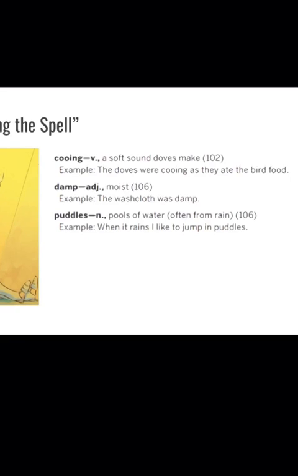We have cooing. That is a soft sound that doves make. For example, the doves were cooing as they ate the bird food. Next word, damp. That's an adjective. That's describing something. That means moist. For example, the washcloth was damp. Next word is puddles. That is pools of water, often from rain, right? Example, when it rains, I like to jump in puddles.